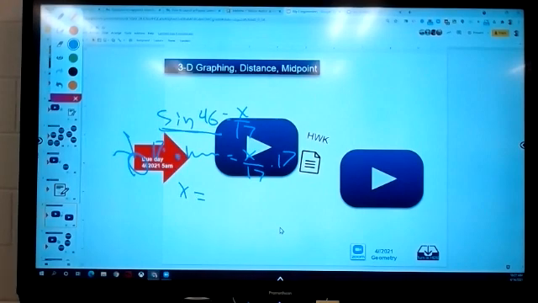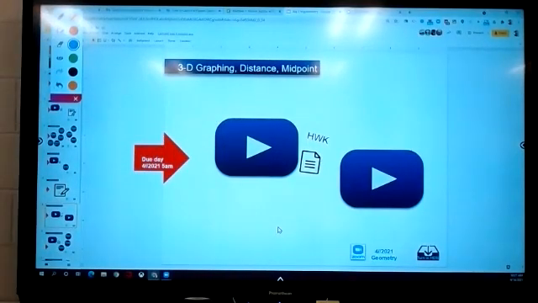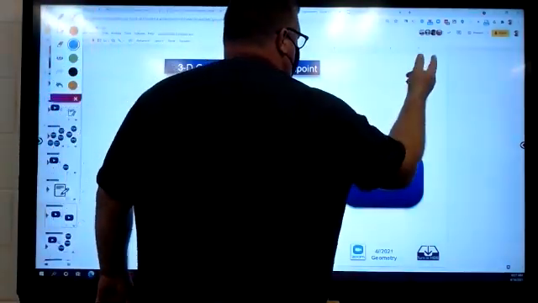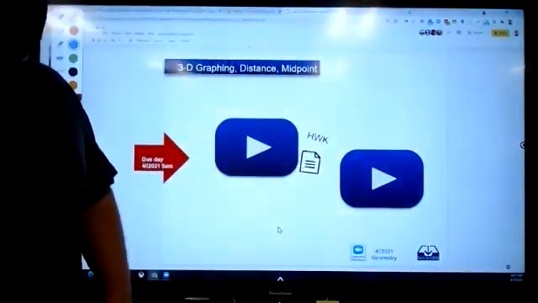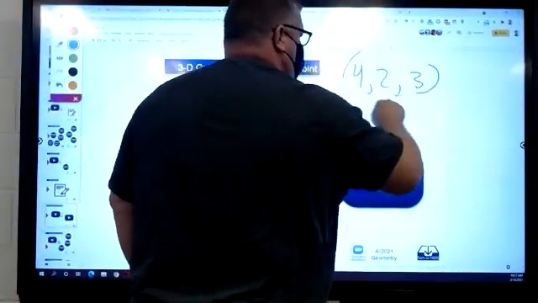Okay, so that brings us to 3D graphing, distance and midpoint. I'm good with the last two. I'm good with none of this. Okay, well, here's the thing. 3D graphing is not that big a deal. Let's go to (4, 2, 3). You ready?